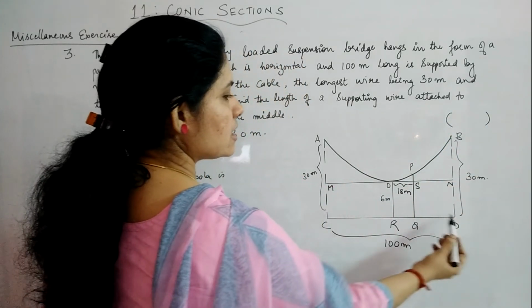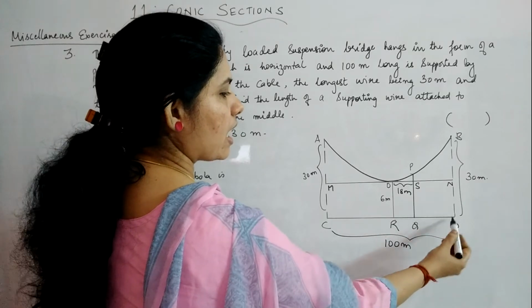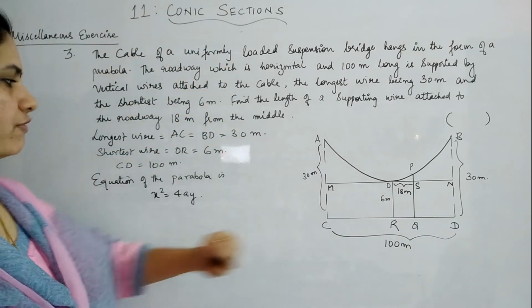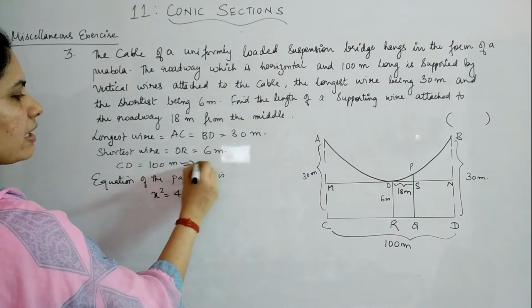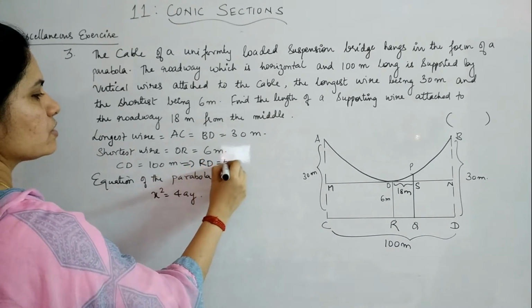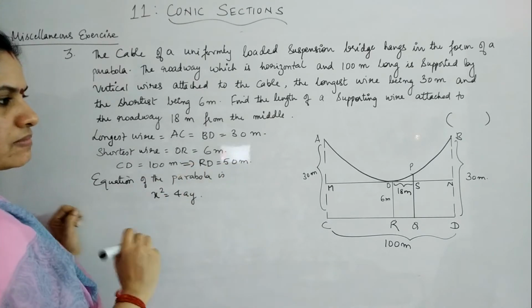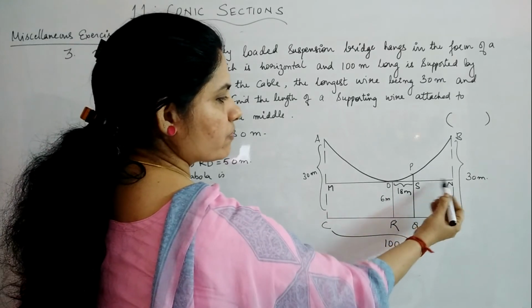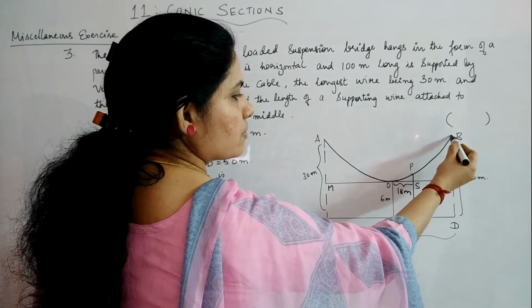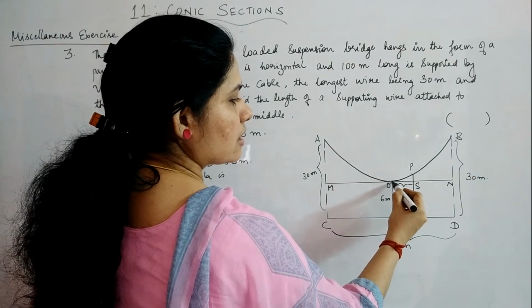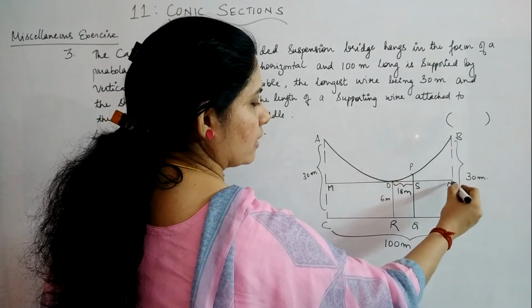Since CD is 100, what will be RD? It will be half of CD. So from here itself, we can write RD will be equal to 50 meter. So RD will be same as ON. So ON is 50 and B is a point. From the vertex we are just seeing this is your x coordinate, this is your y coordinate.